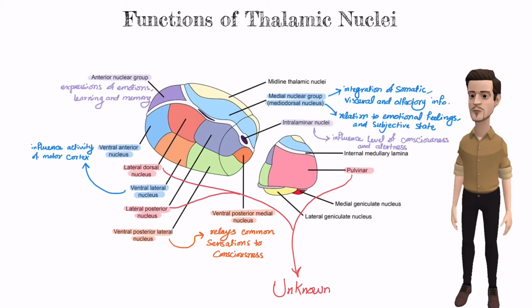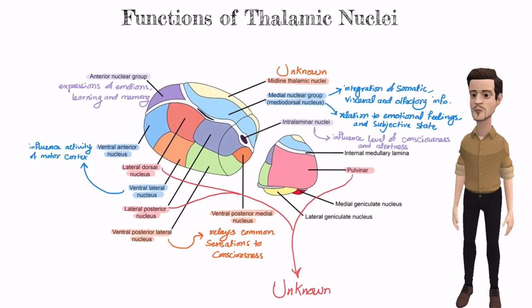The next one is the midline nucleus, which receives fibers from the reticular formation, but the efferent fibers are unknown and the function is unknown as well. The next one is the reticular nucleus, which receives fibers from the cerebral cortex and reticular formation, and sends fibers to other thalamic nuclei. Its function is to integrate and control thalamic activity.